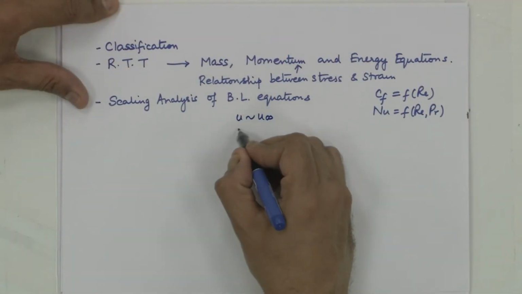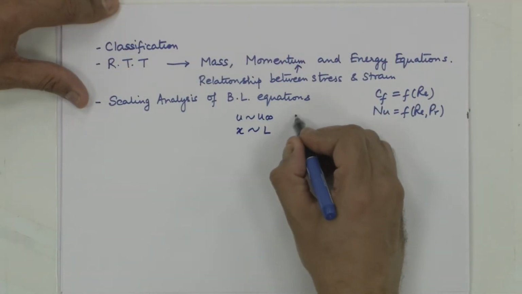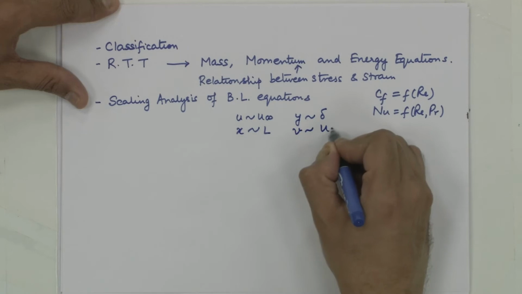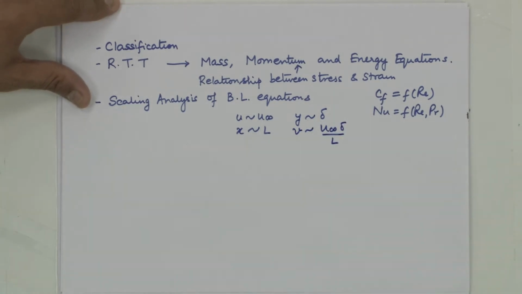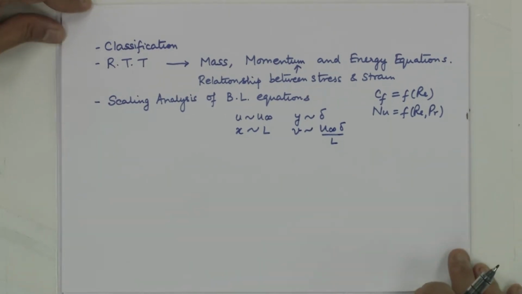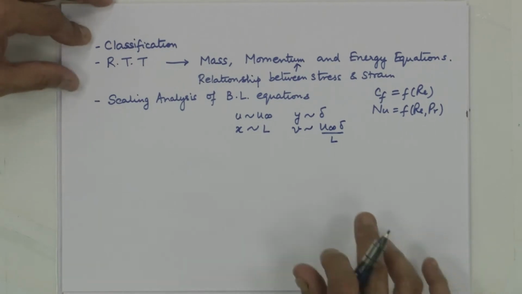After doing that, scaling analysis was done, where boundary layer equations were reduced from the Navier-Stokes equation to simplified equations so that they can be solved. After the boundary layer equations were scaled down, basically we introduced u of the order of u infinity, x is of the order of L, y is of the order of delta, and then v was coming out to be of the order of u infinity delta by L, and based on these certain terms dropped off very conveniently because they were much smaller compared to the other terms.